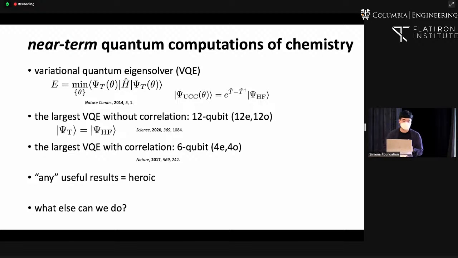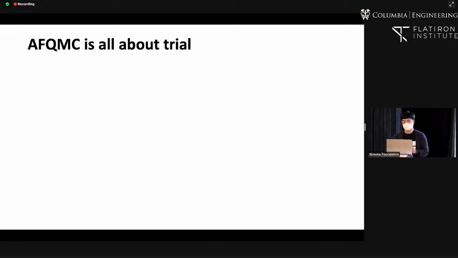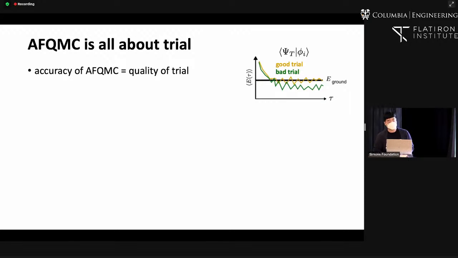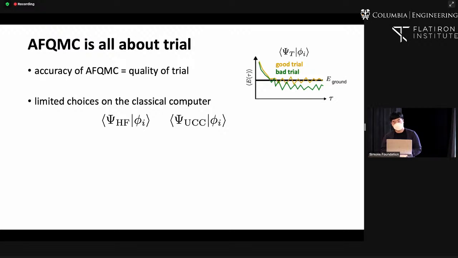So what else can we do is the question I started to ask when I entered this field. As I said, AFQMC is all about the trial wave function, meaning the accuracy of AFQMC is wholly determined by the quality of the trial wave function. If you have a good trial, you get a good result. If you have a bad trial, you get a bad result. We have, unfortunately, limited choices available on the classical computer. We can really only do Hartree-Fock theory as a wave function, as a polynomial scaling trial wave function for AFQMC.